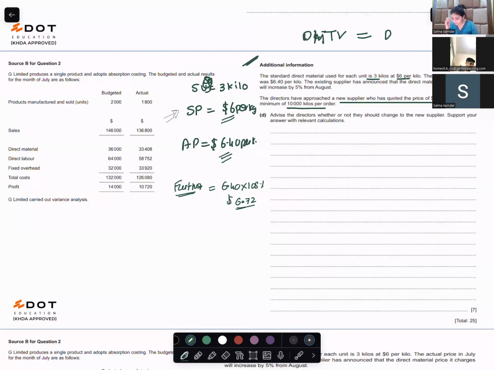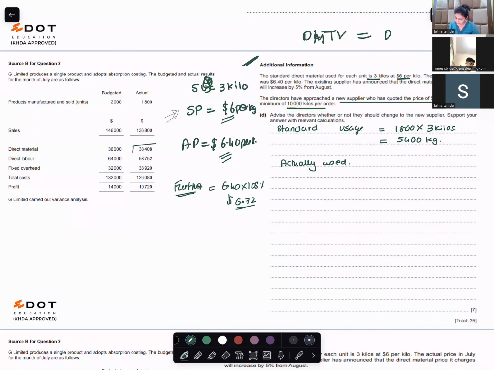As per the standard, your standard usage was how much? We can calculate that by dividing 33,408 by 1800 units into 3 kilos. Your standard usage is 5,400 kgs. But actually you used how much? We used 5,220 kilos.